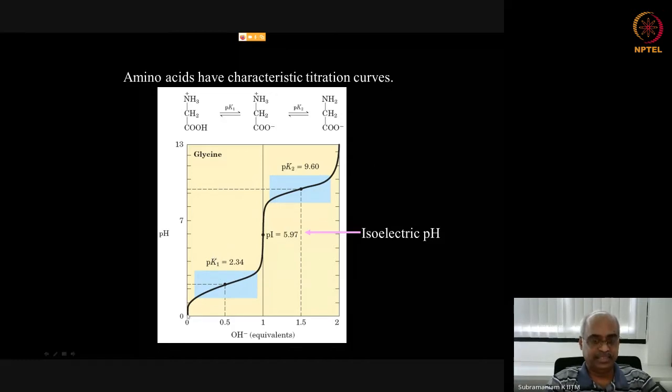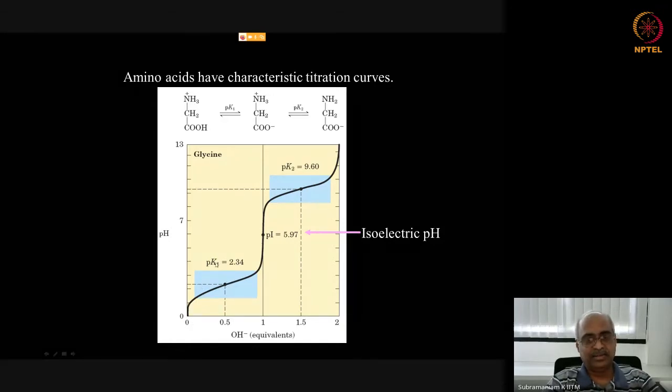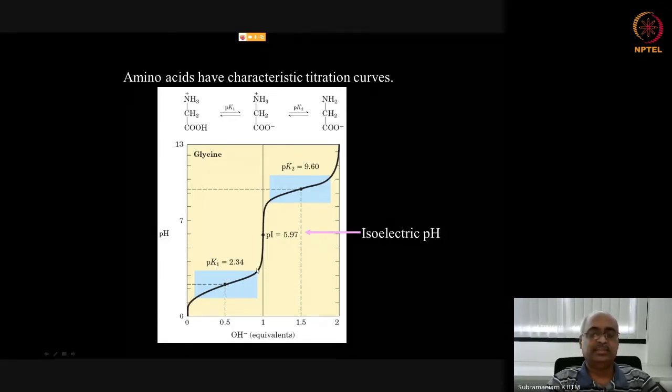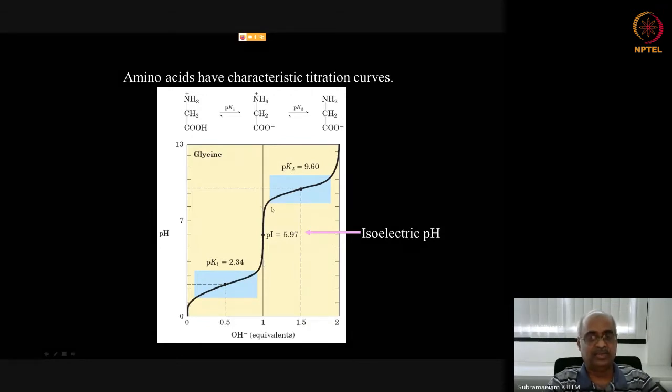And since it is on the same molecule, you get a curve like this when you do titration. So first, when you reach near the pK1, like for this carboxyl group, then it resists pH change in this region, which is highlighted in blue here. And you get the corresponding pH where it equals pK1. And then once that is done, the pH rapidly increases as you add more hydroxyl ions.